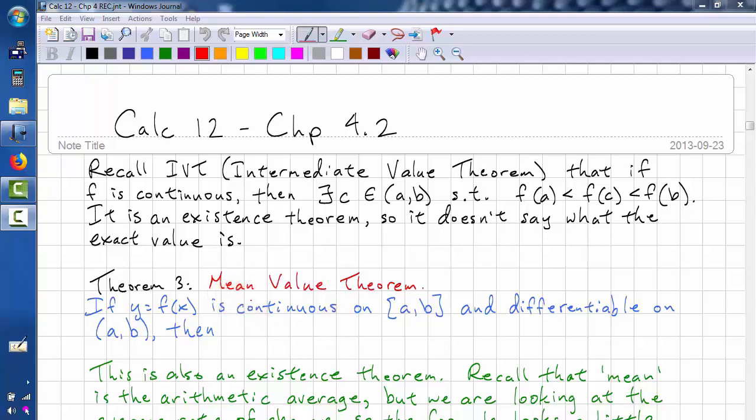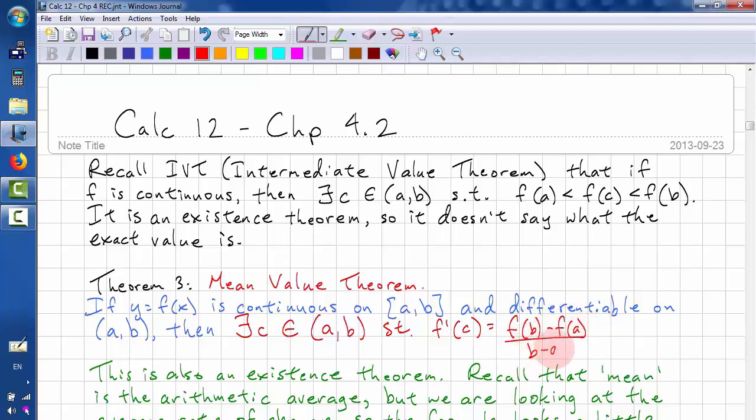So that leads us to the mean value theorem. If y equals f of x is continuous on a to b closed and differentiable on a to b open, then there exists a c in the open interval a to b such that the derivative at c equals f of b minus f of a over b minus a. And recall, this is the average rate of change of f on that interval. Another way to write that is delta f over delta x.